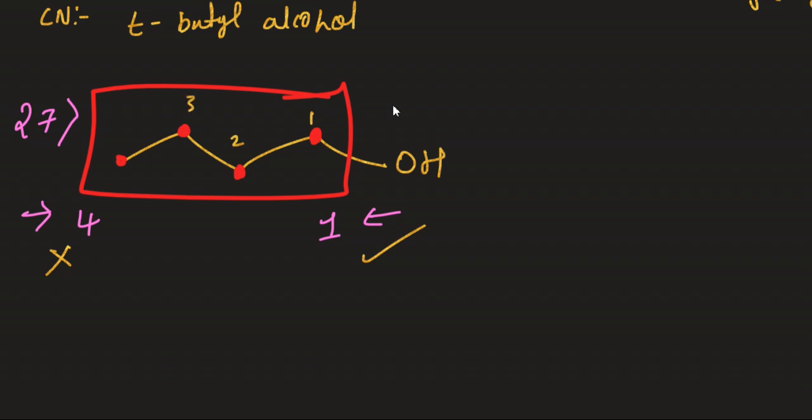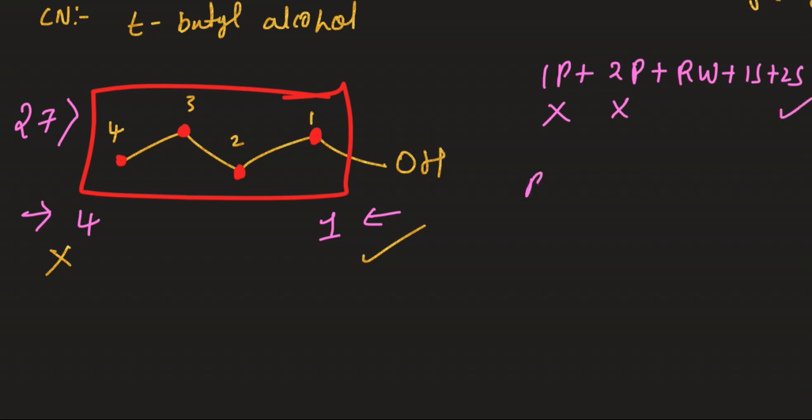1, 2, 3, 4. So how will you write the IUPAC name? Primary prefix, secondary prefix, root word, primary suffix, secondary suffix. You can see there is no cyclo or bicyclo, and there is no substituent because this is a functional group. Next, the root word is what? 4 carbon. 4 is nothing but what? But. Next, the primary suffix is what? Ane. Butane 1-ol. Because this is a functional group, not the substituent.